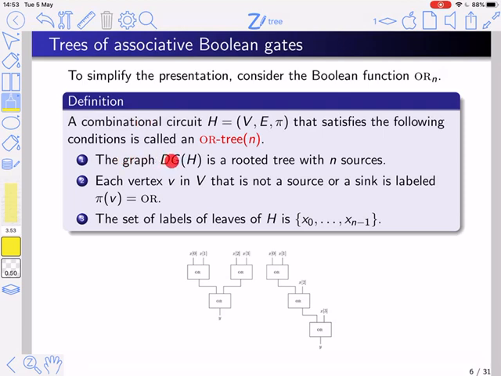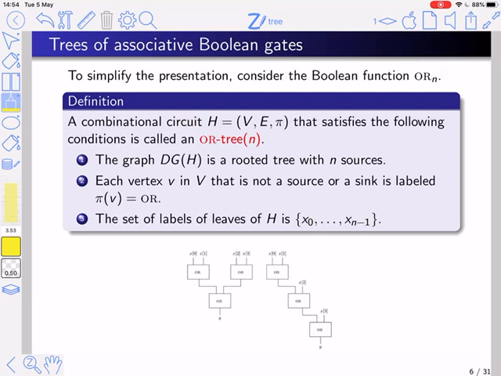The directed graph that corresponds to this combinational circuit is a rooted tree with n sources. These are, or leaves, you can call it leaves or sources, it doesn't matter. And each vertex in this rooted tree that is not a source or a sink is labeled by an OR gate, okay? And the leaves of this circuit are labeled by the inputs x0 up to xn minus 1.